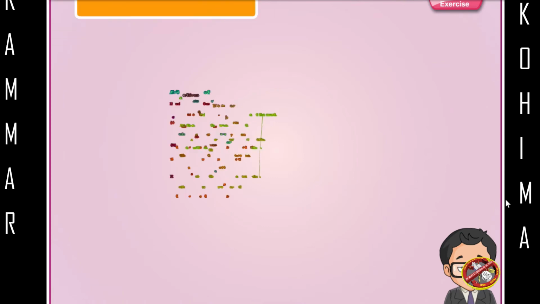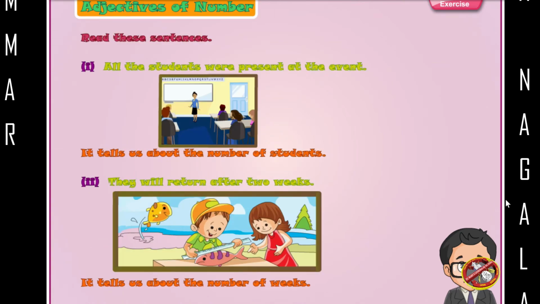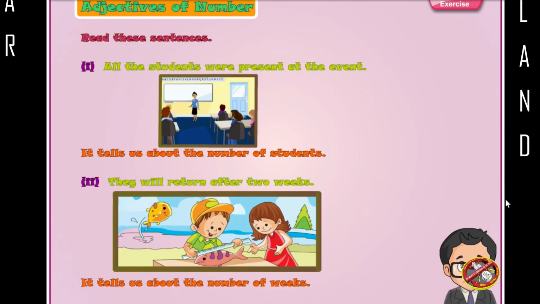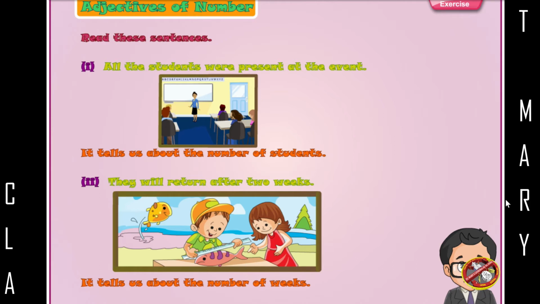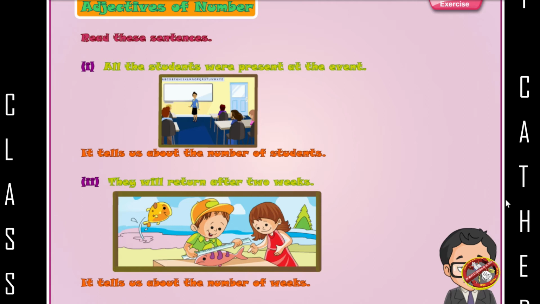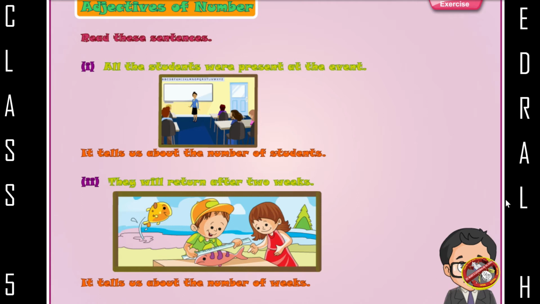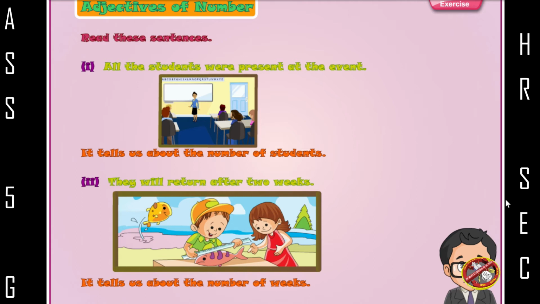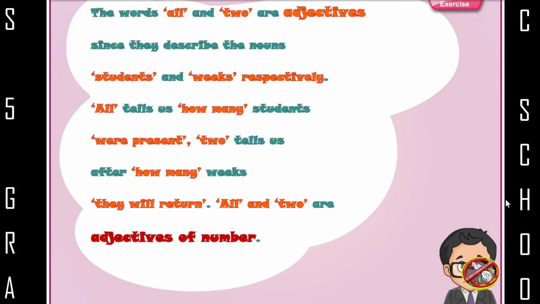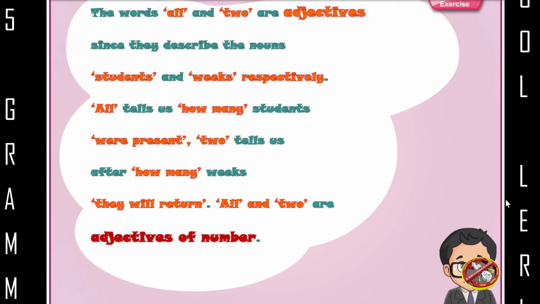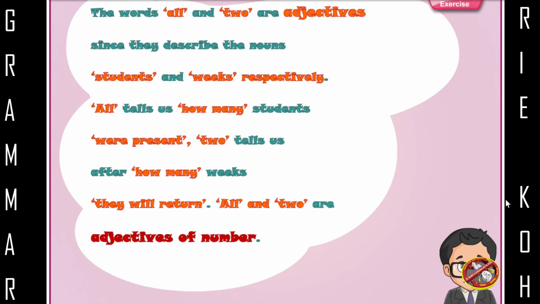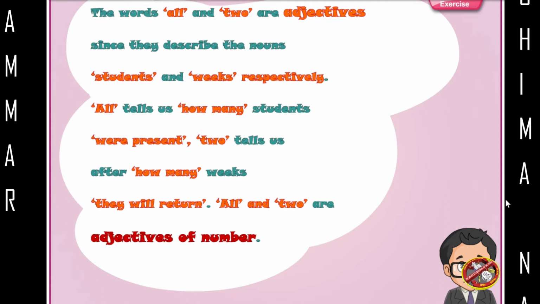Adjectives of number. Read these sentences. All the students were present at the event. It tells us about the number of students. They will return after 2 weeks. It tells us about the number of weeks. The words all and 2 are adjectives since they describe the nouns students and weeks respectively.